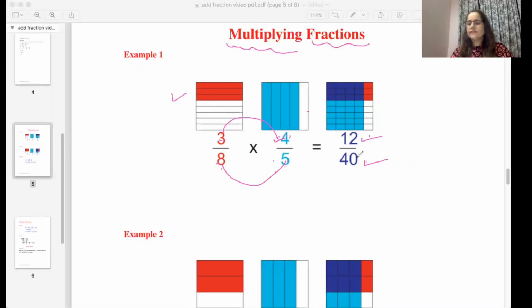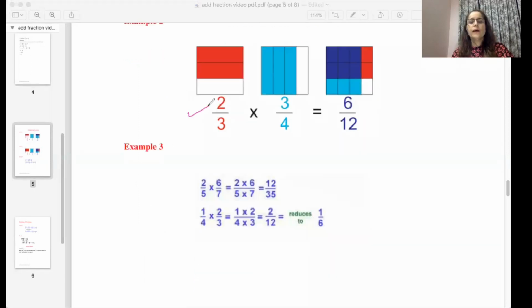Another example we can take, 2 by 3. Out of 3 equal parts, 2 parts are shaded. This is 2 by 3 and this is 3 by 4. How to multiply? Simply multiply the numerators. 2 into 3, we will get 6. And now multiplying the denominators, 3 into 4 is equal to 12.